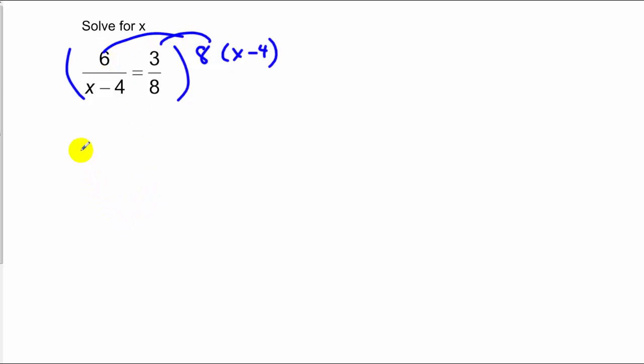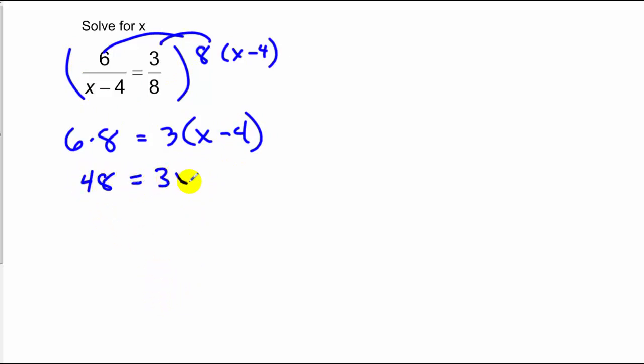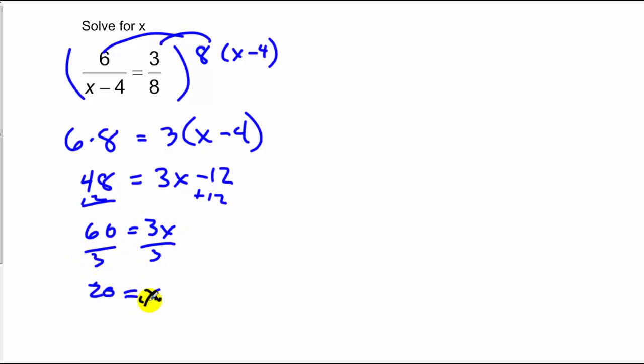Distribute through. We end up with x plus 4 is reducing, so I'm left with 6 times 8. In this multiplication, the 8 reduces, and I'm left with 3 and x minus 4. And you'll notice that's the same as what I'd have if I took a cross product. So this is 48 is equal to 3x minus 12. Add 12 to both sides. You get a total of 60 is equal to 3x. Divide, and 20 is equal to x.